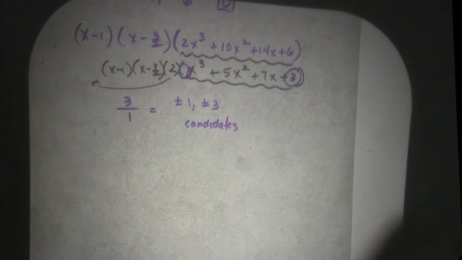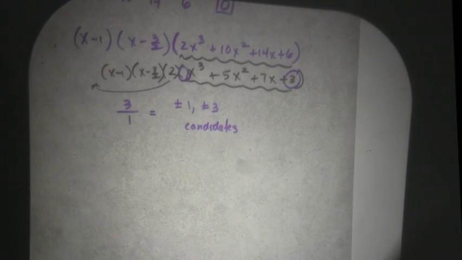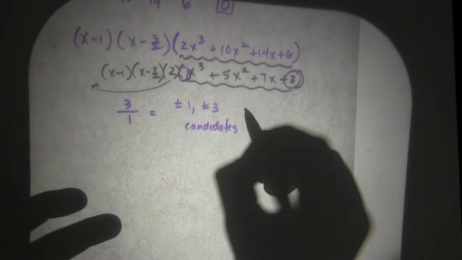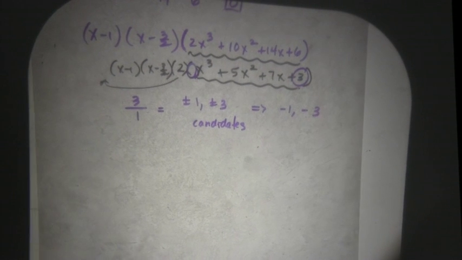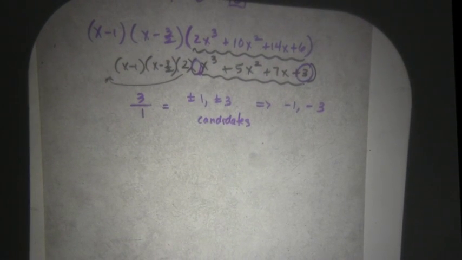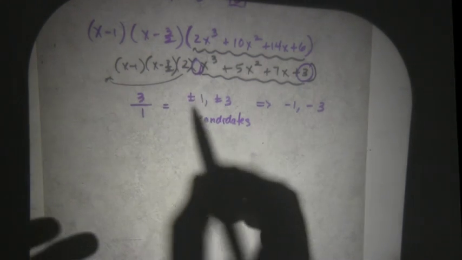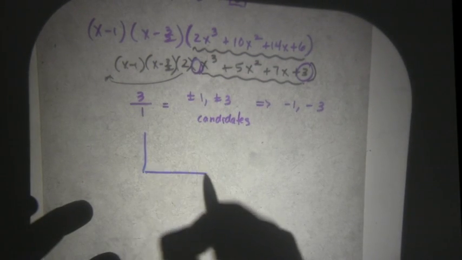And I just said that because of the rule of signs, there are no positive zeros for this particular polynomial. So there's no reason for us to try 1 or 3. That reduces our list to -1 and -3. Now, that seems a lot more doable. So we are going to do yet again our synthetic division and see which of those 2 is in fact the winner here.